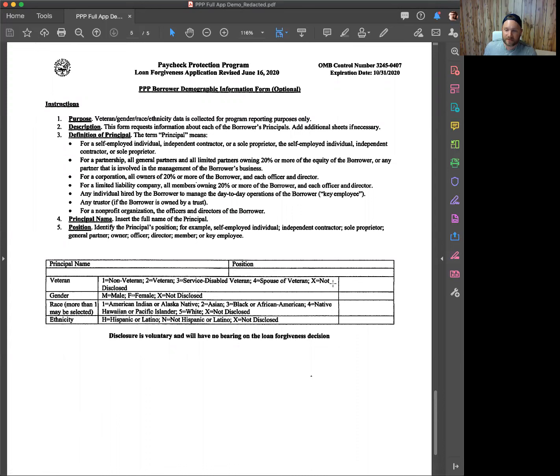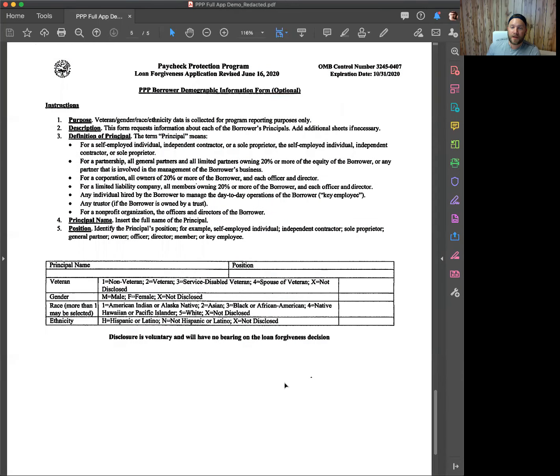You've got name, position, and then a number of status of information, veteran, gender, race, ethnicity, all of which you are perfectly welcome to fill out. None of which you are required to fill out. All of this page, as you can see up here on the top, is entirely optional. So if you choose to, you can fill this out, but as it says down here, disclosure is voluntary and has no bearing on the loan forgiveness decision.